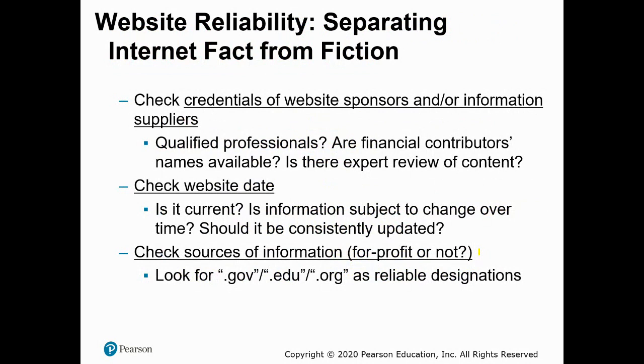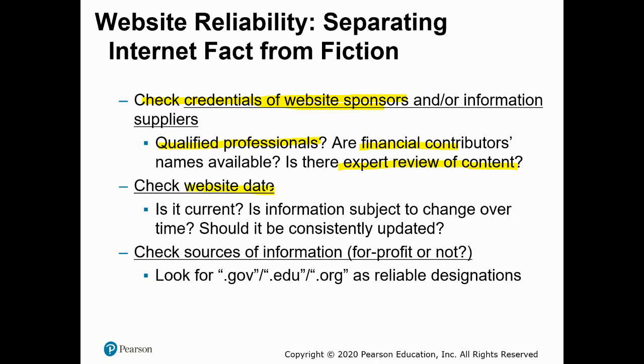All right, and then basic internet information, right? So how do we deal with what's out there on the internet? So if you're on an internet page, some key things you could do, right? Check the credentials of either the website sponsor or the person who wrote the article. If you're reading an article, was it written by qualified professionals, right? Was it written by a writer who's interested in this information, or was it written by a professional in that field? Again, were there financial contributions, and are they named? If it is written by a writer, is there at least an expert reviewer of the content?